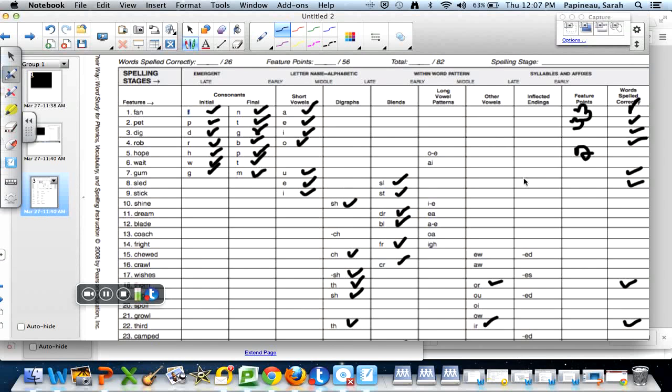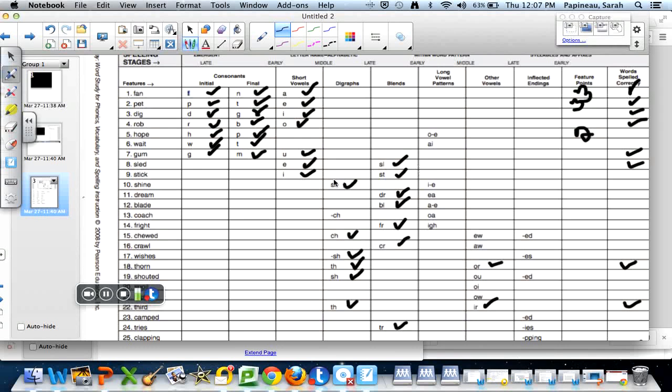So you go throughout, and again, they had the initial and the final correct, but they didn't have the long vowel. Gum, they spelled correctly, so they get all the feature points, and then a check mark for the word. And sled, they also spelled correctly. We moved down to their next miscue, or misspelling, and it was stick. Well, under stick, we don't have the initial and final consonants.